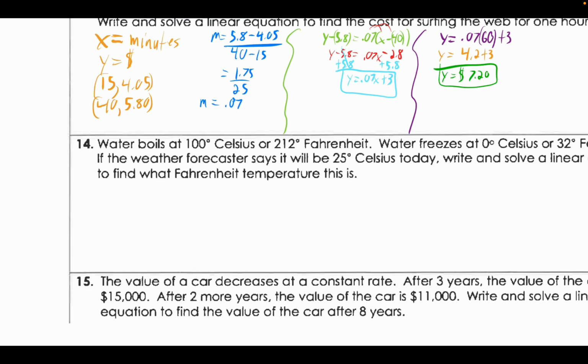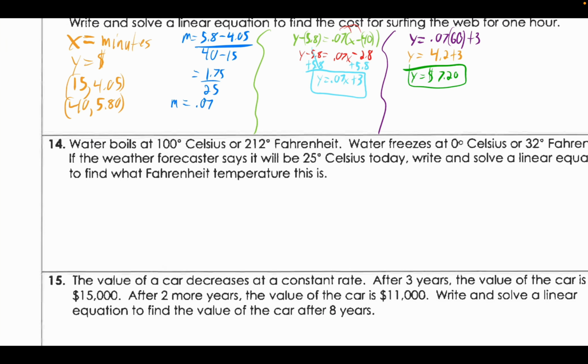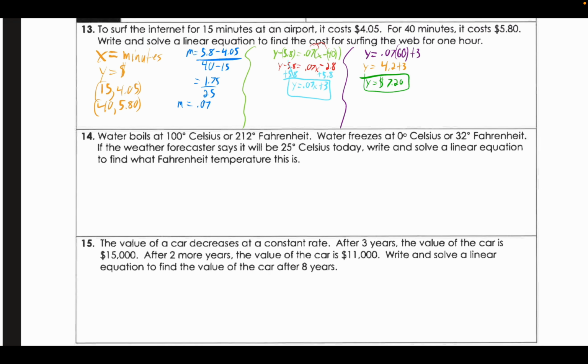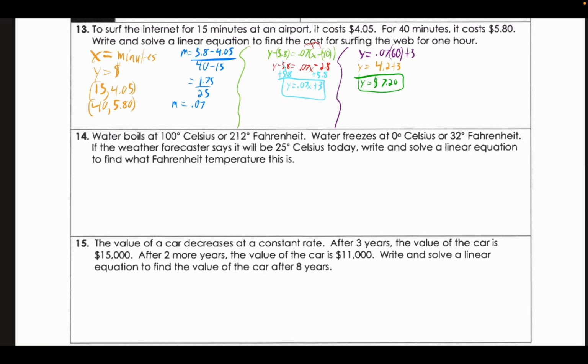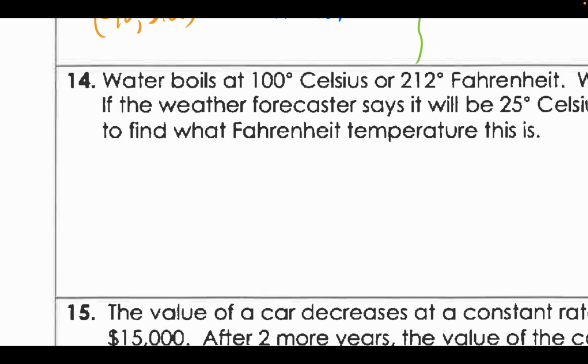On to number 14, we have water boiling at 100 degrees Celsius or 212 degrees Fahrenheit, and freezing at 0 degrees Celsius or 32 degrees Fahrenheit. If the weather forecaster says that it'll be 25 degrees Celsius today, write and solve a linear equation to find what Fahrenheit temperature this is. So we have x being degrees Celsius and y being degrees Fahrenheit.